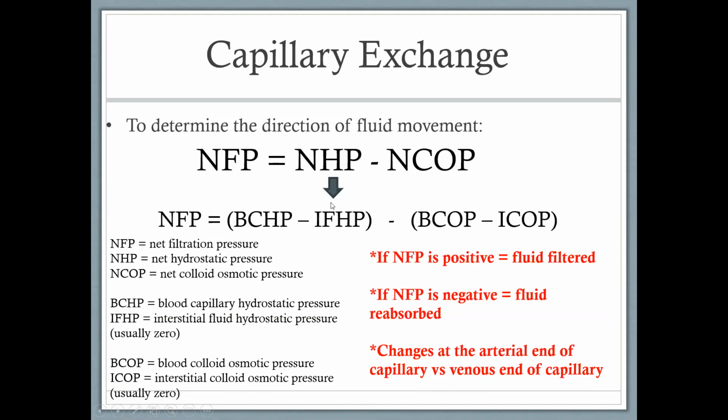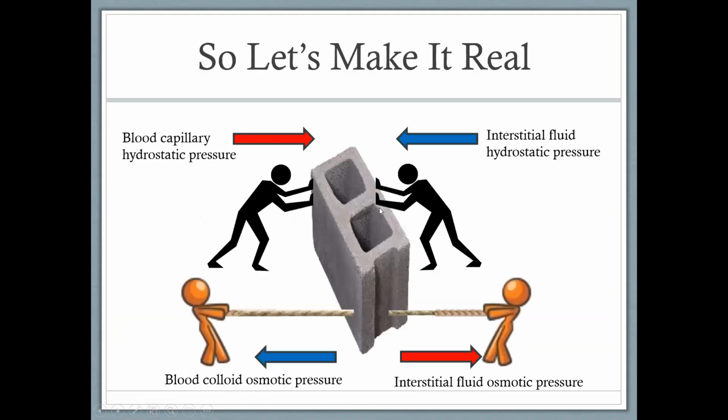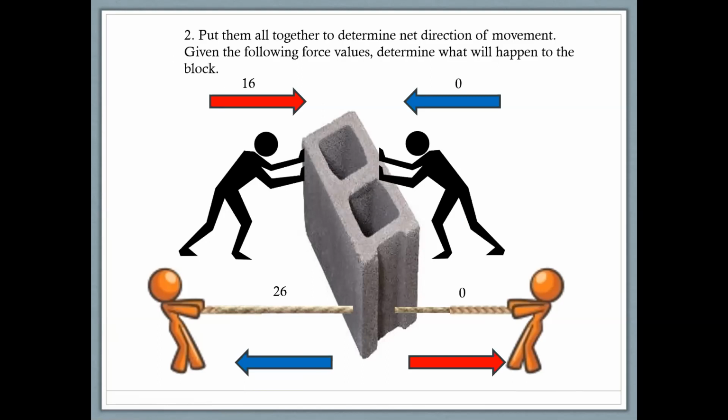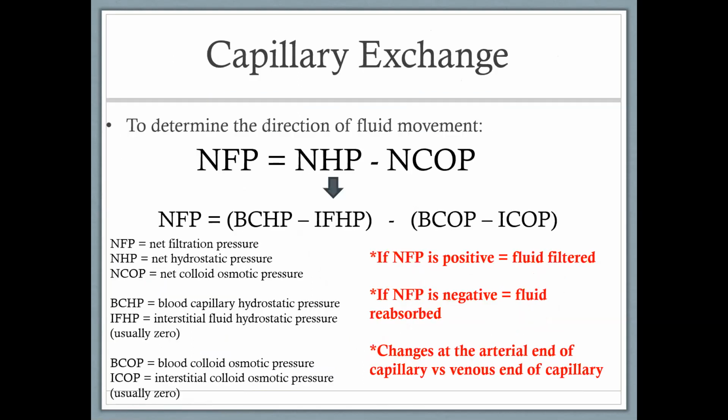So here's the takeaway. After you've done this equation, which we've already figured out just by doing these calculations, we did the net pushing, we did the net pulling, and then we figured out the difference. If you set it up in this way and your number is positive, then it means fluid was filtered. And remember, filtered is a pushing out, so the fluid was moving from the blood into the tissue. If the NFP is a negative number, then fluid is reabsorbed, moving from the tissues back into the blood.